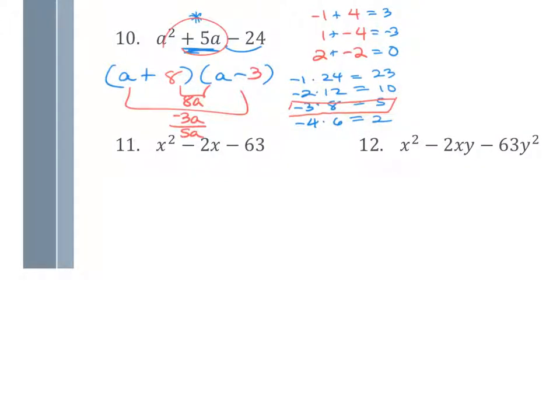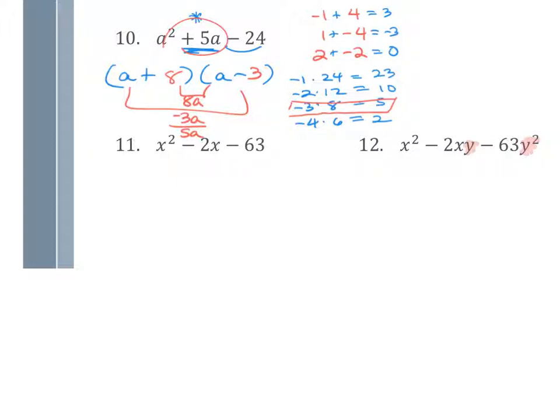Now, I wrote 11 and 12 side by side because the difference between 11 and 12, the only thing I added in here was this y. So I just wanted to show you what we could do here to maybe simplify things if you've got a variable on both ends. Notice all the previous problems, there weren't variables on this last number. So let's go ahead and look at this one.